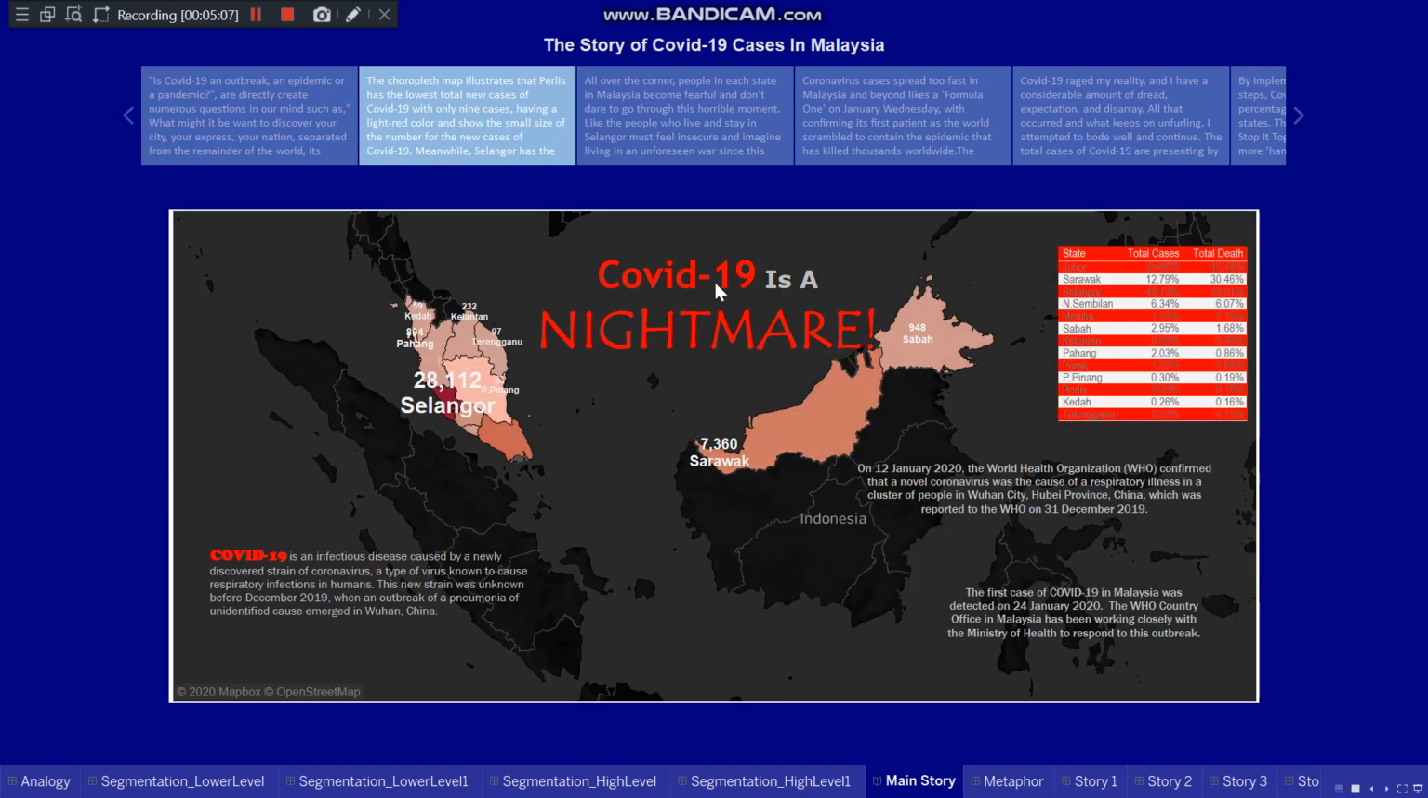Next, COVID-19 is a nightmare. As we can see, Selangor has the highest total cases of COVID-19, and people in Selangor must live in fear and feel the nightmare, because the beautiful country of Malaysia turned into a sorrowful and very scared country.